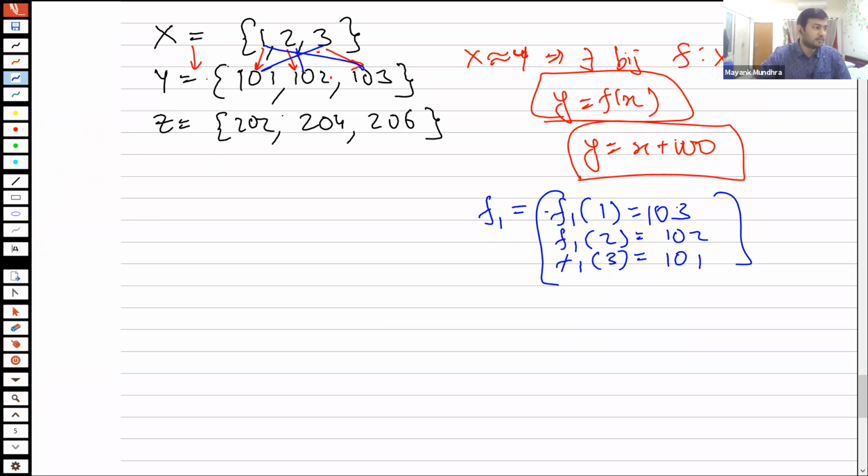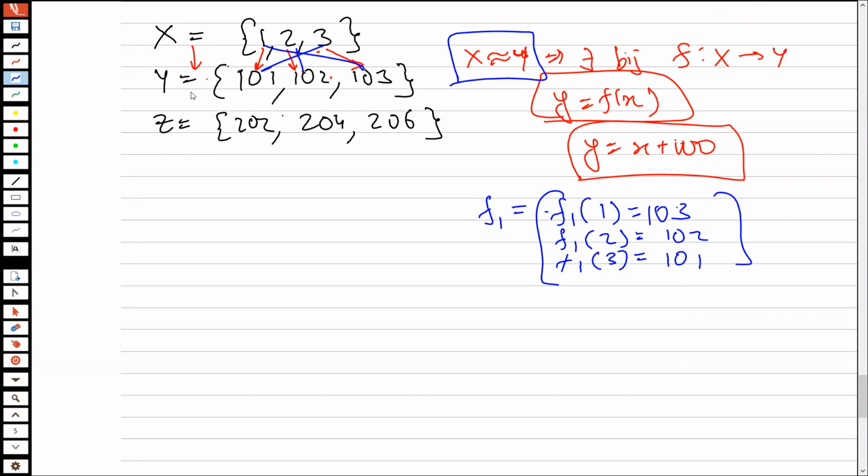If X and Y are indeed of the same size, then it is possible to construct multiple bijections going from one set to another set. All right, so it is possible to construct multiple bijections here.